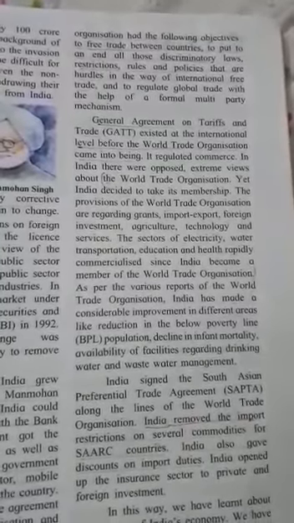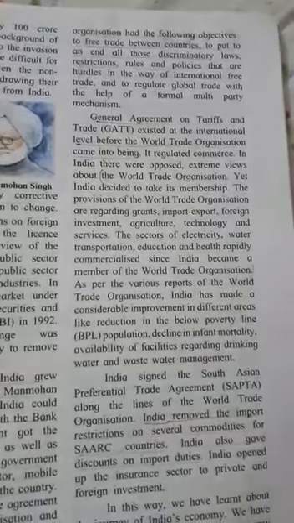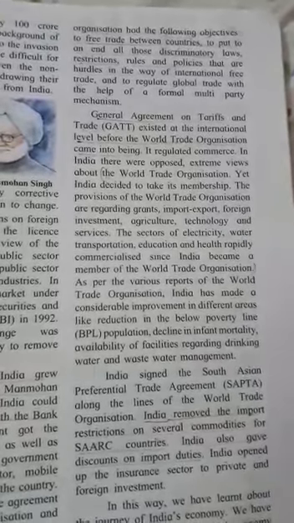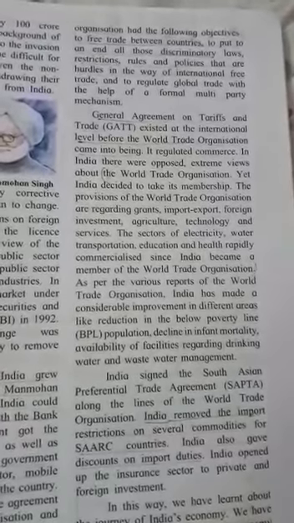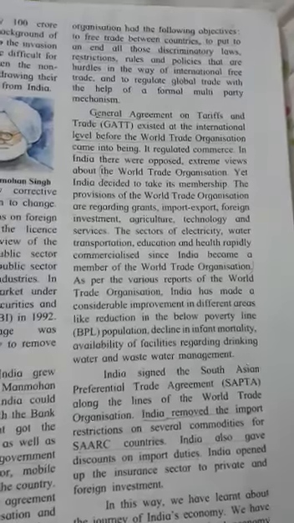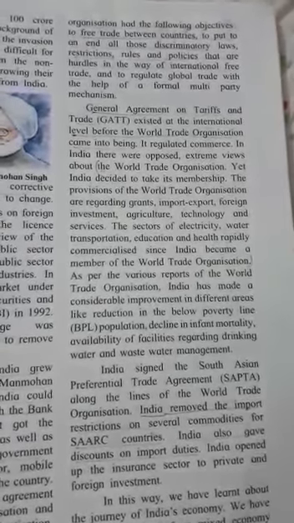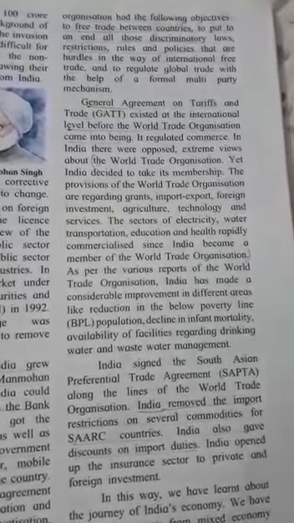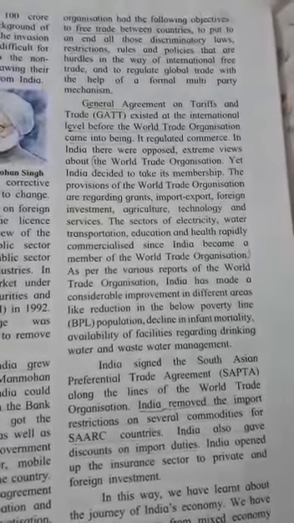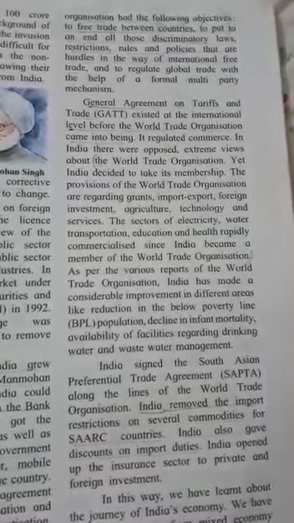The World Trade Organization came into being, and India decided to take its membership. The provisions of the World Trade Organization regard grants, import, export, foreign investment, agriculture, technology and services. The sectors of electricity, water, transportation, education and health were rapidly commercialized since India became a member of the World Trade Organization.